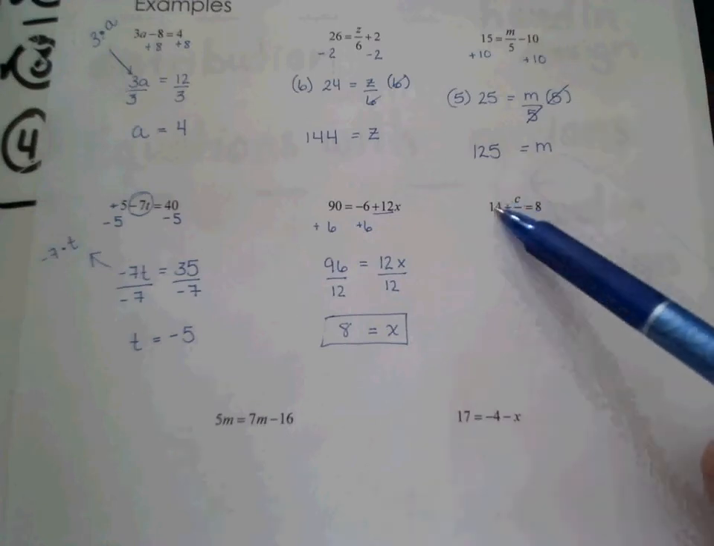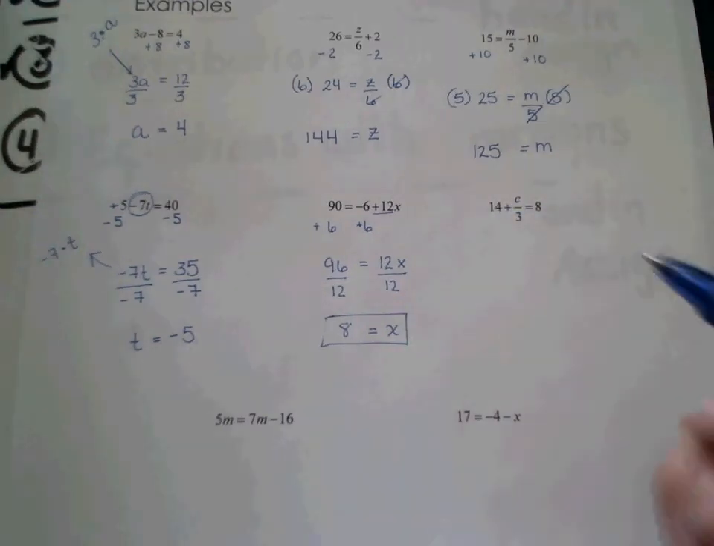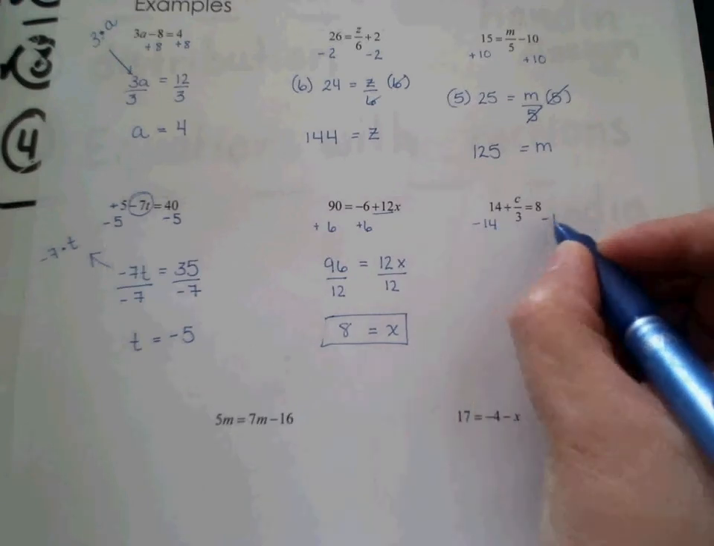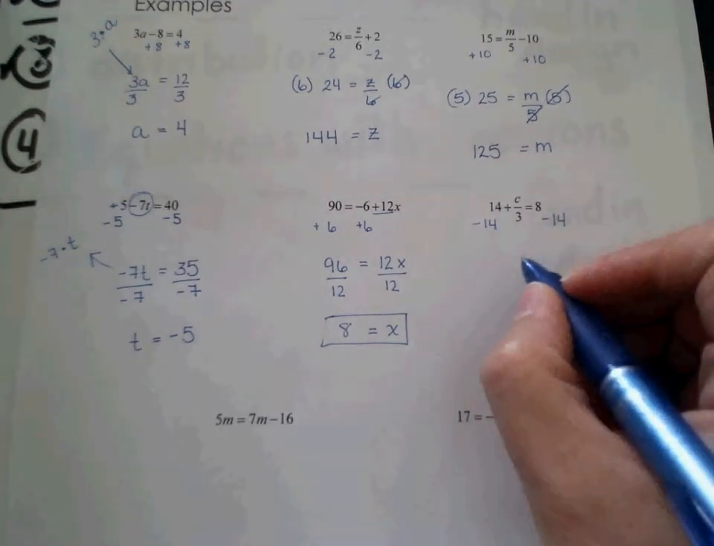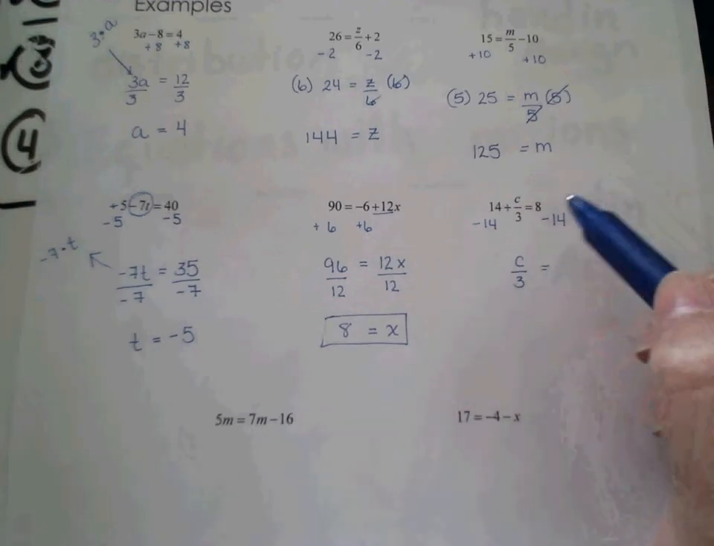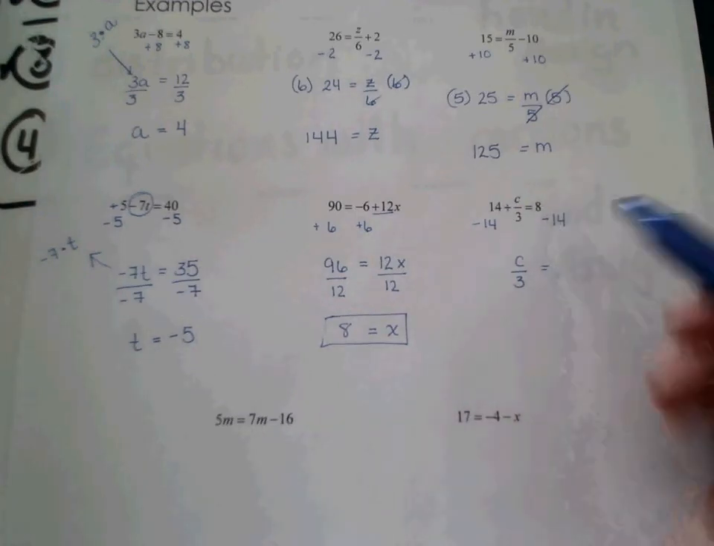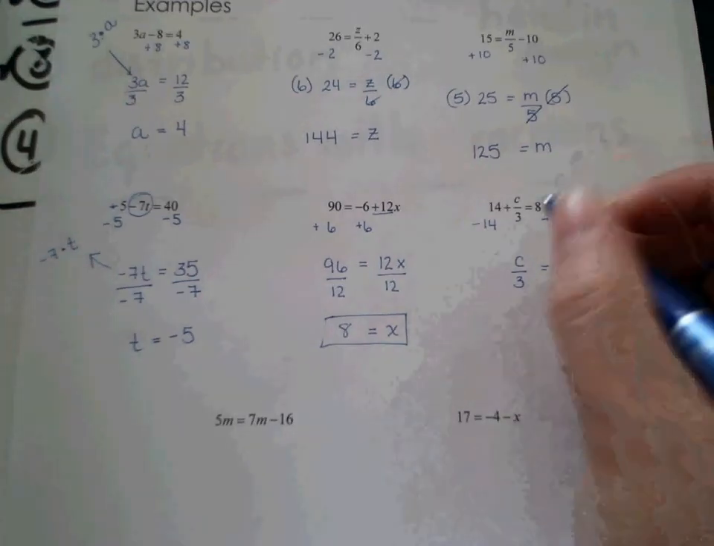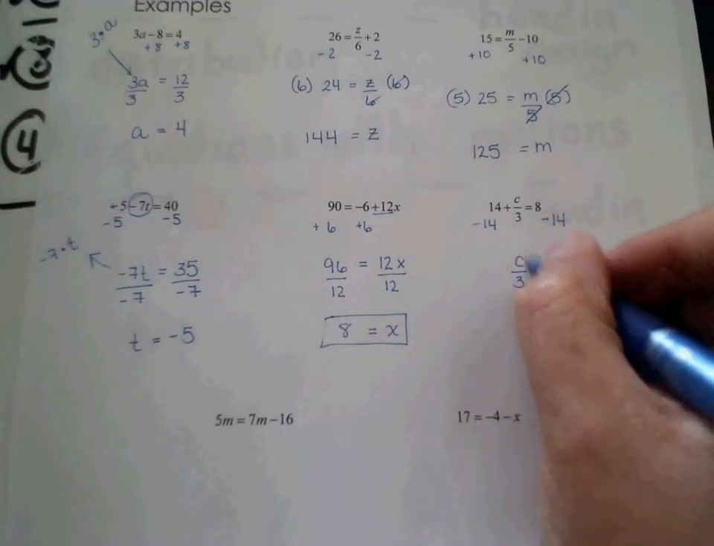Okay, so this is another one, a little bit the same sort of thing. That constant is leading there, that 14. So I'm going to subtract 14 from both sides. So I'm going to be left with c divided by 3 equals, okay, so I have 8 subtract 14, so that's going to leave me with a negative 6.